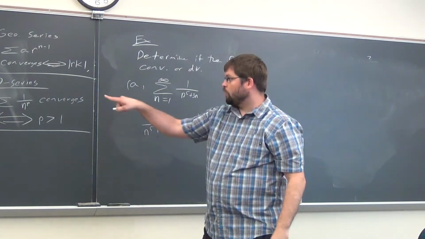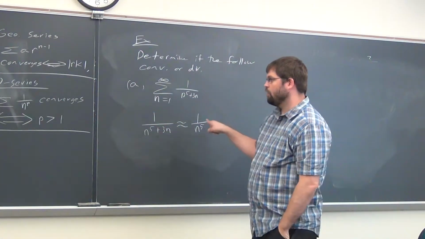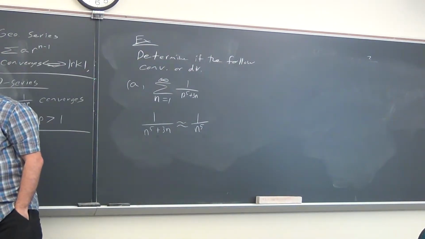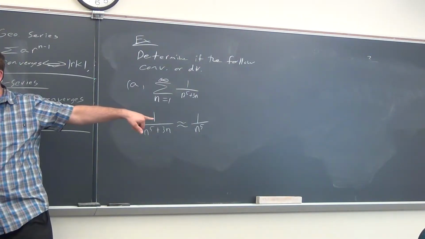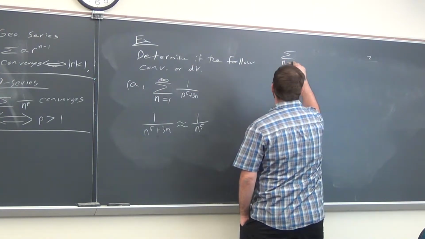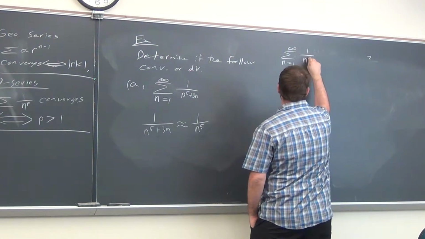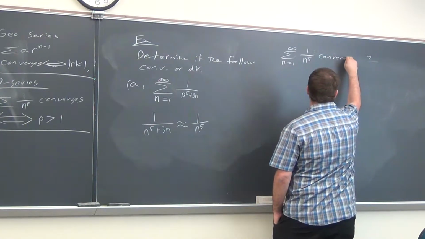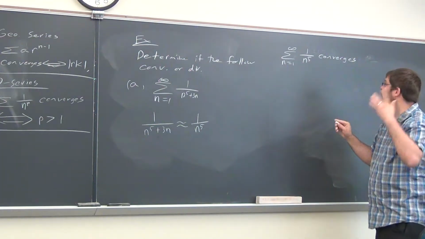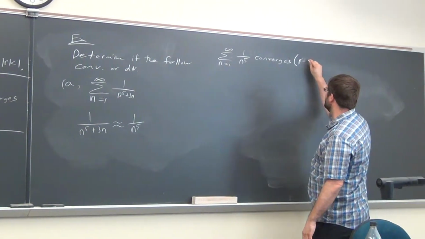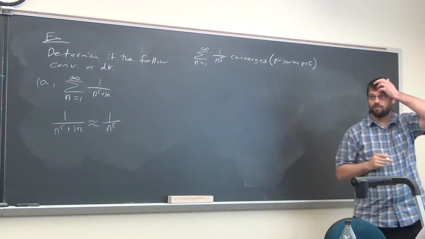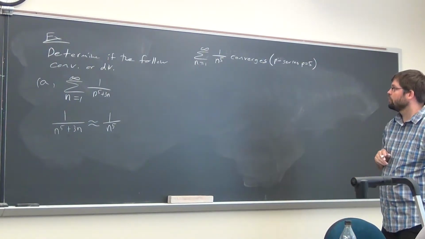Okay. So, if we want to use that theorem, we know the sum of 1/n⁵ converges. So that's going to be your B(n), right? So we want to show that this thing's smaller than that thing in order to apply that. So I'm going to write this. I'm going to say the sum from 1 to infinity of 1/n⁵ converges. And what I'd like you to do here is give me some evidence as to why that's true. And the evidence is really just something like this. It's a P series with P equal to 5.